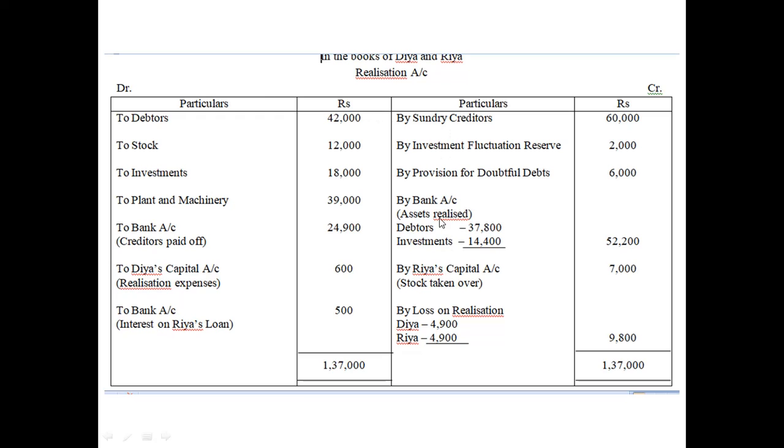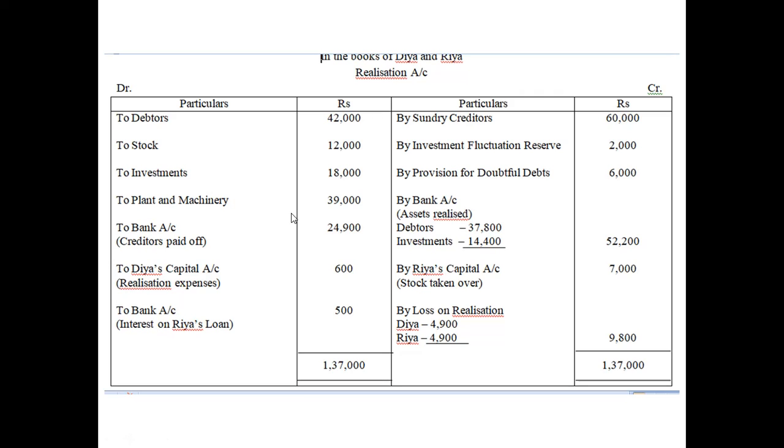Again, the assets realized amount will be transferred from the bank account only. You can do cash also or bank also, but normally it is from the bank account. First, debtors will come here, towards the debit side of your realization account. After that, the provision associated with the debtors will appear in the credit side of your realization account. After that we have stock, then investments, then plant and machinery, and you can see here there is Dia's loan also.